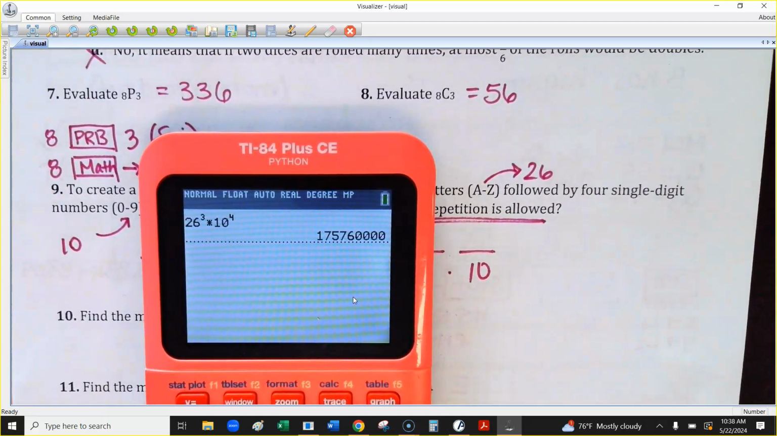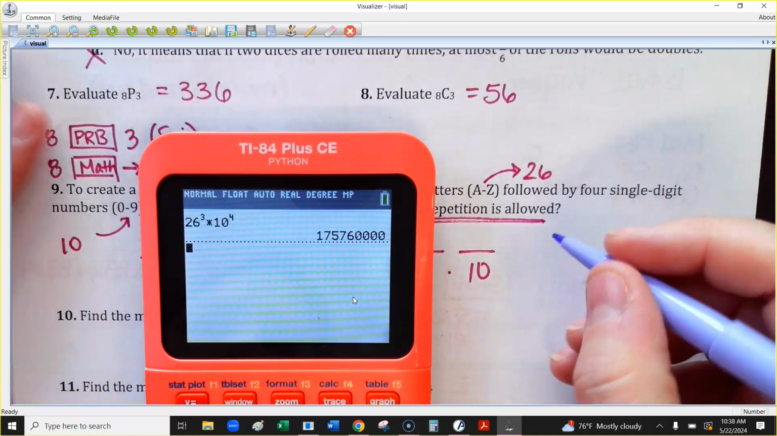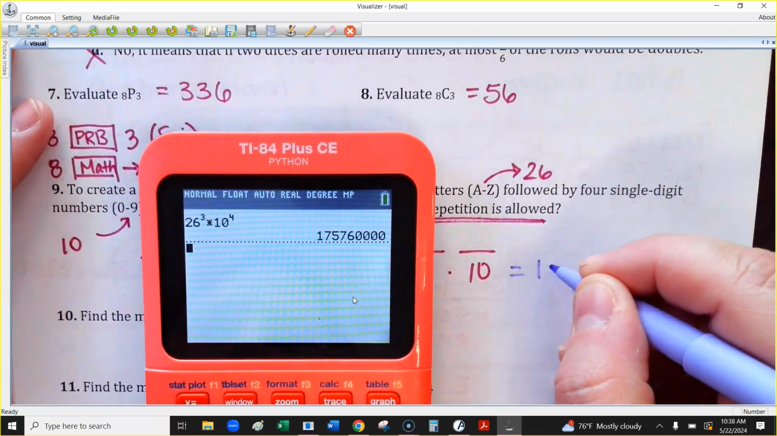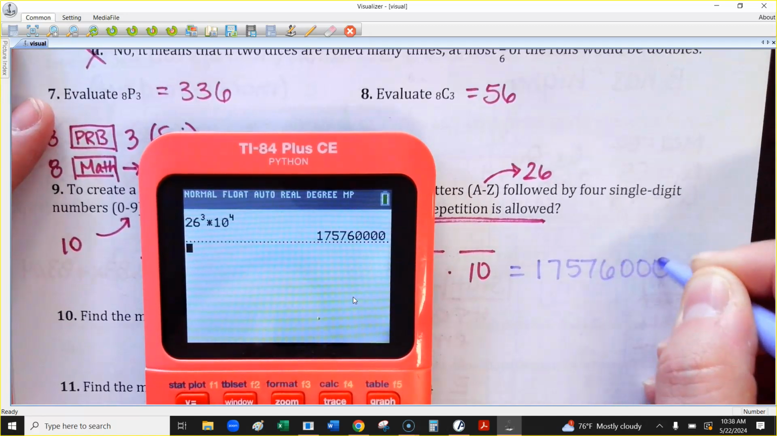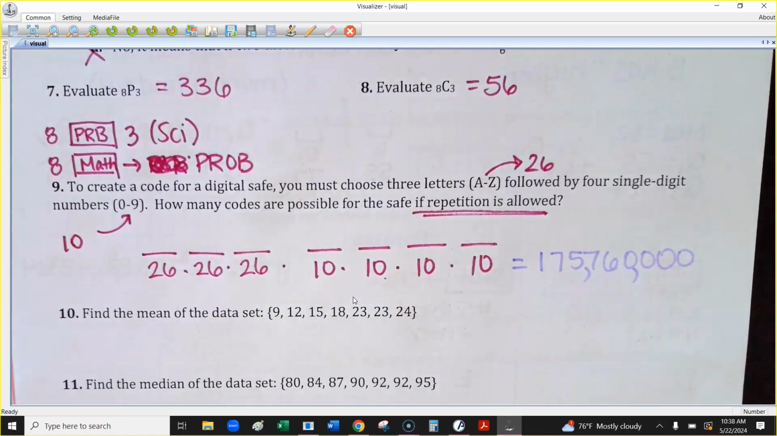You can actually write out like 26 times 26 times 26. I was just using my exponent there. So, oh my goodness, what is this? 17576 times 10,000, so it is 175,760,000.